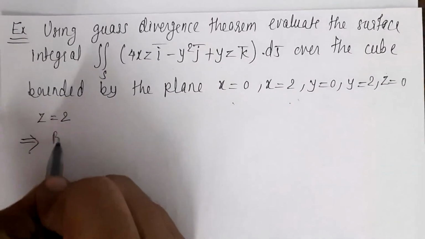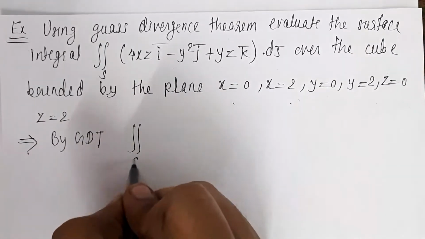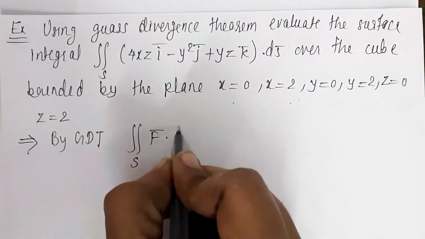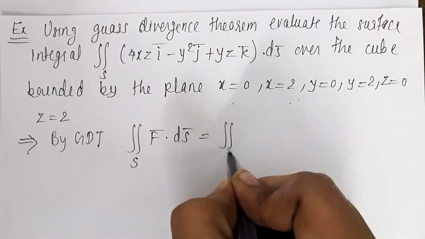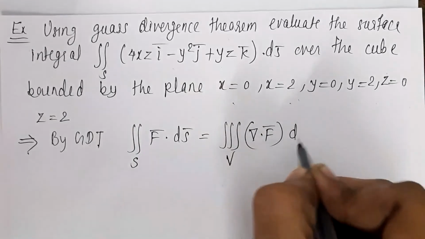So by Gauss divergence theorem, the statement is double integral over S of f dot dS bar is equal to triple integral over V of del dot f dV.